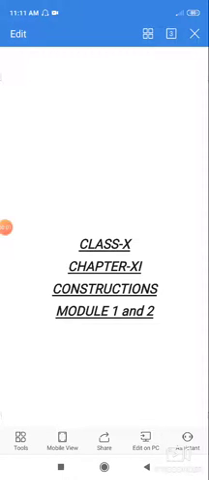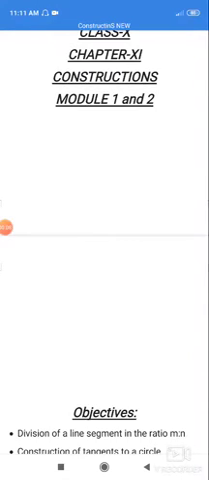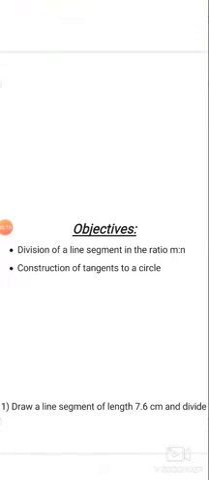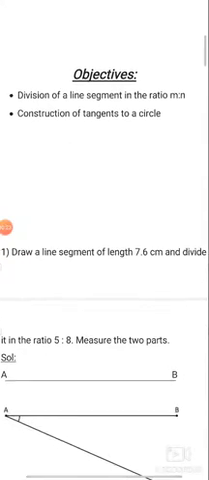Class 10, Chapter 11, Constructions, Module 1 and 2. Objectives. In this module, you will learn about division of a line segment in the ratio m:n, construction of tangents to a circle.